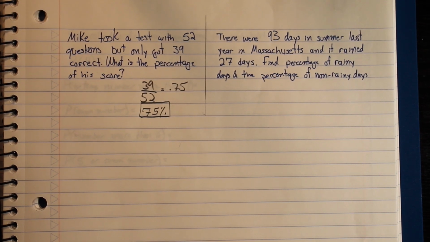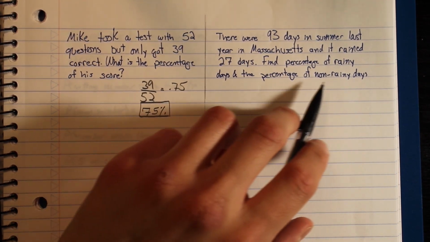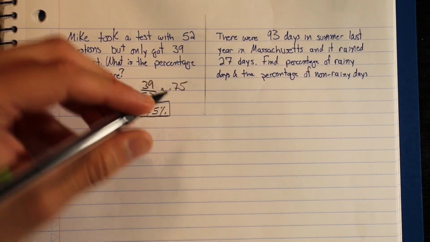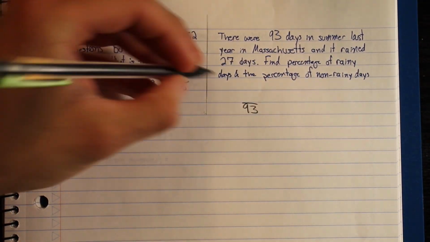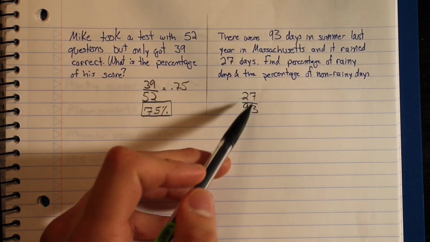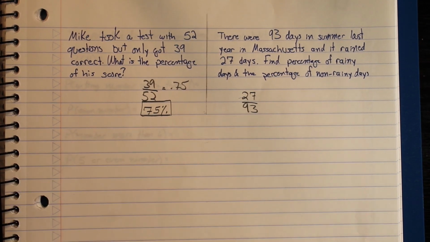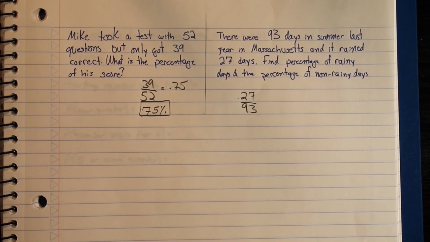So now this one is asking: there were 93 days in summer last year in Massachusetts, and it rained on 27 of those days. Find the percentage of rainy days and the percentage of non-rainy days. So it's asking 2 things. We'll go with the first one first. We know that there were 93 days, and there were 27 days that it was raining. So here's the fraction for that: 27 days out of the 93 days it was raining.